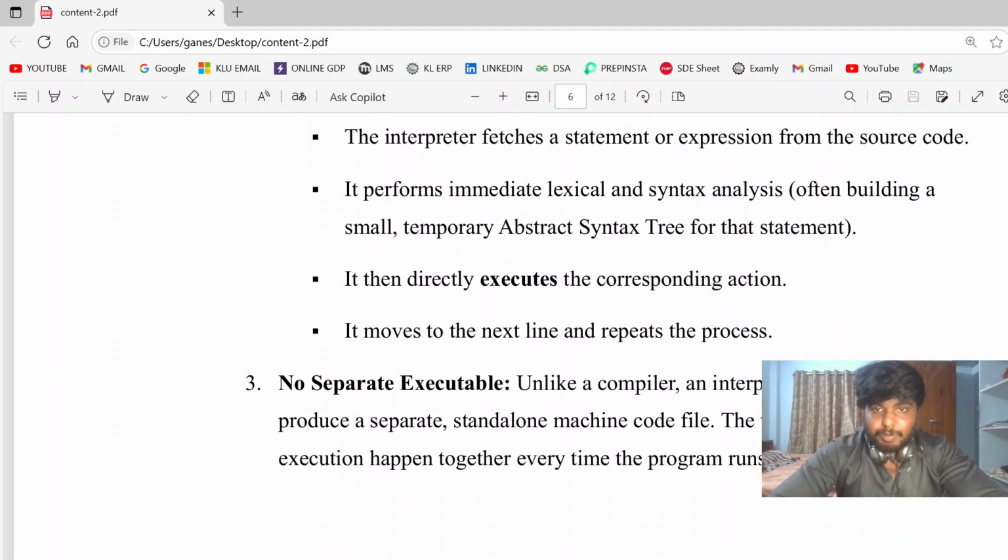No separate executable. Unlike a compiler, an interpreter typically does not produce a separate standalone machine code file like an exe file. The translation and execution happen together every time the program runs. You got the clarity? The translation and execution happen together every time the program runs.